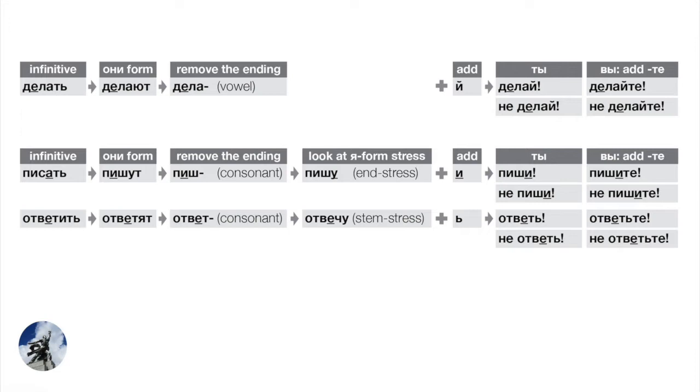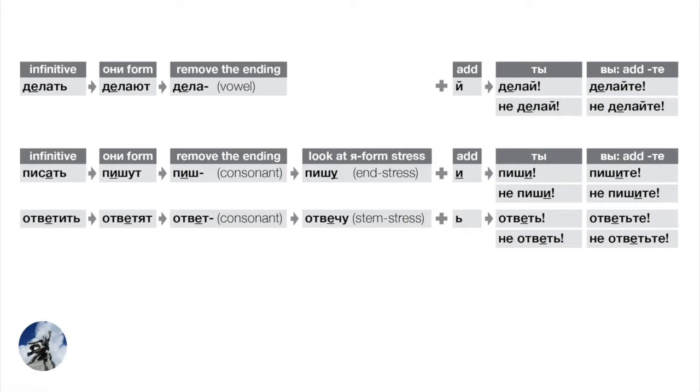Писать. Okay, so let's make an imperative. Let's start with the они form. That would be пишут. We drop the ут, right? We drop that ending. We're left with пиш. Okay, so now we're left with a form ending not in a vowel, but in a consonant. Okay, so if we're left with a consonant, we've got one more thing to think about. We've got an extra step. Namely, we've got to think about stress.